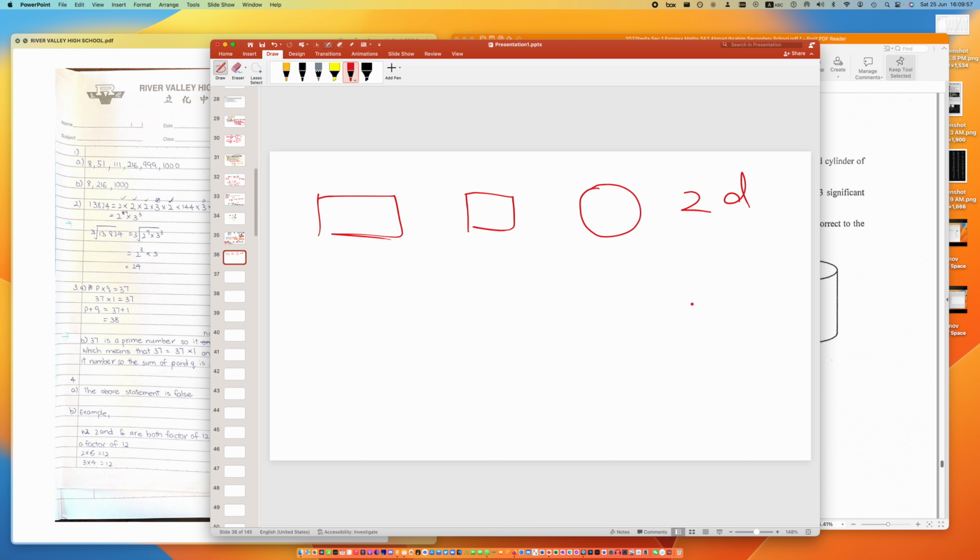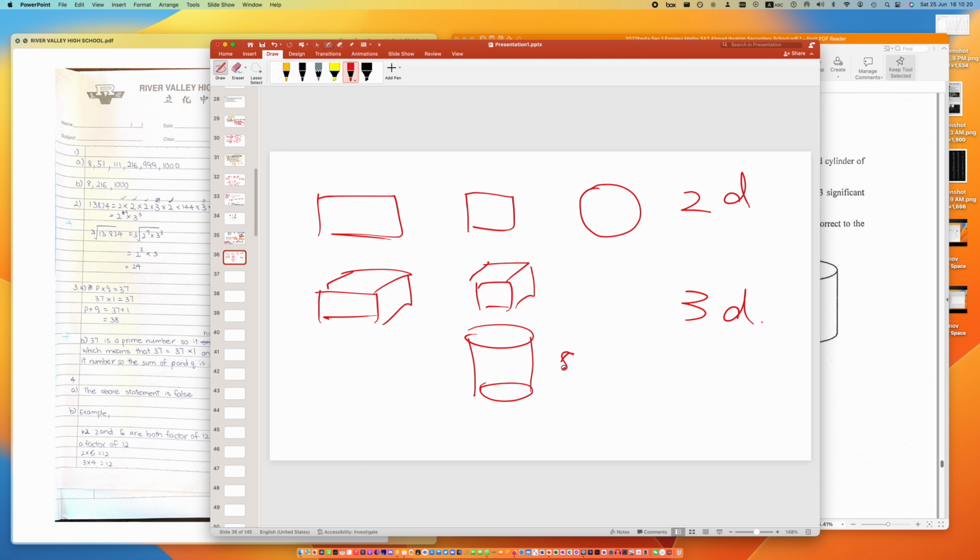So now we are talking about 3D. Okay, so for 3D, you have the cuboid, right? Cuboid. Then this will give you a cube, right? Anything else? I think stop at here, right? For 3D. So you need to learn a lot more. For 3D, I think you will learn about the cylinder. This is called a cylinder.